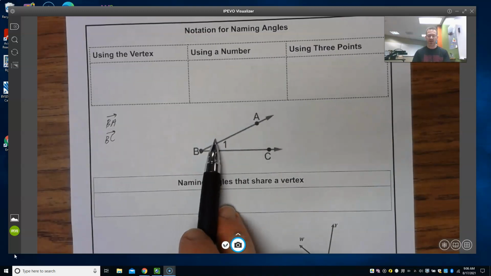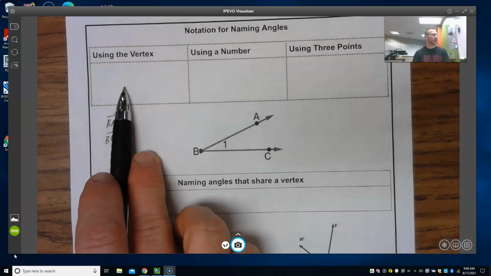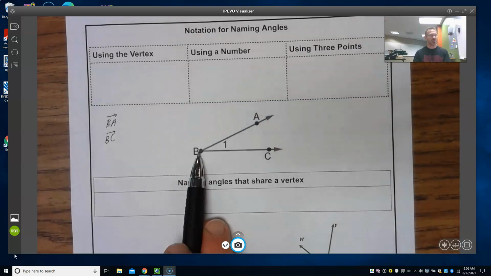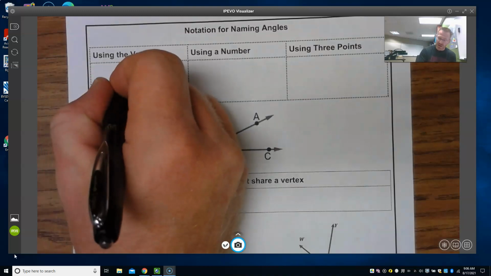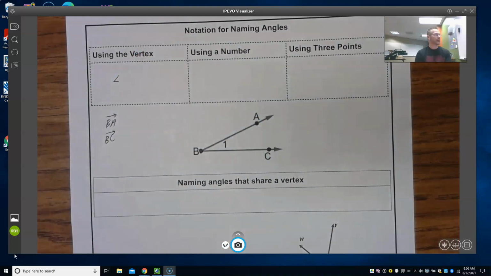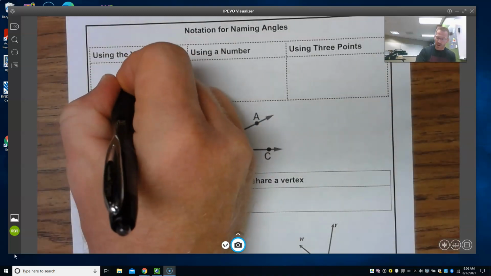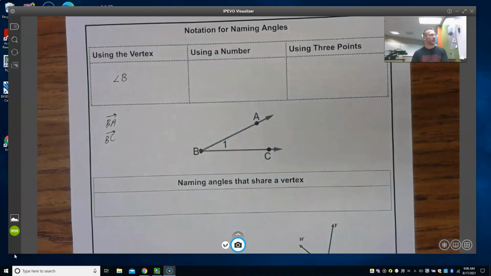And then when we look at this, we can name an angle using just the vertex. So I can say angle B, and we can have the little angle symbol like that, angle B.